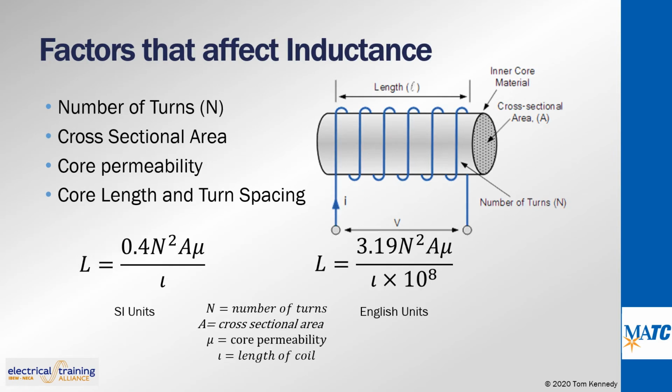The physical factors in the construction of a coil or inductor that affect the amount of inductance a coil will have are related to the factors that are identified in Faraday's law. The amount of voltage induced into a conductor is proportional to the active length, the strength of the magnetic field, and the speed of the relative motion of this interaction. Therefore, the number of turns, cross-sectional area, core permeability, and length or turn spacing are factors that affect inductance.